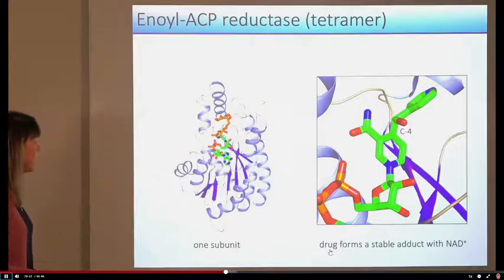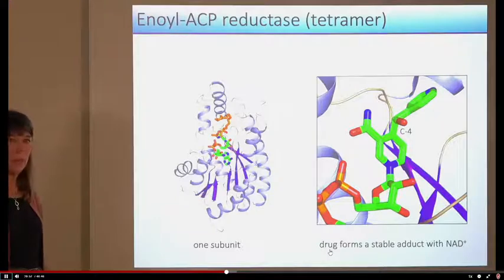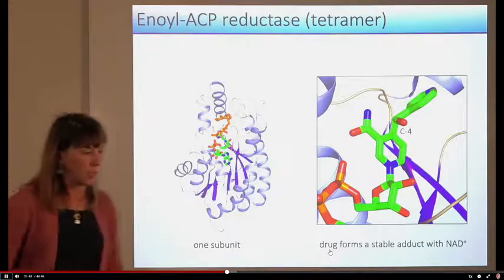So how does isoniazid work? It forms a stable adduct with the nicotinamide ring. And once it does that, you can't have hydride transfer, so the reaction can't occur.